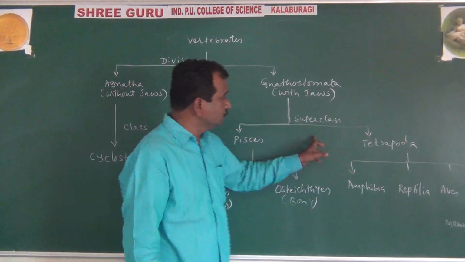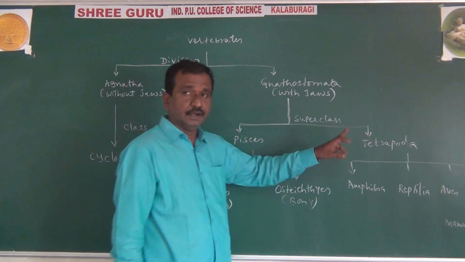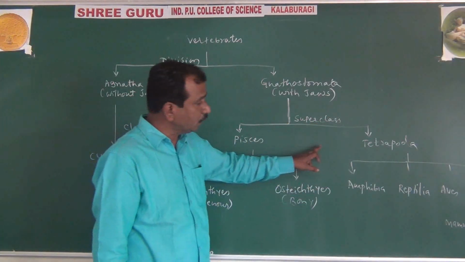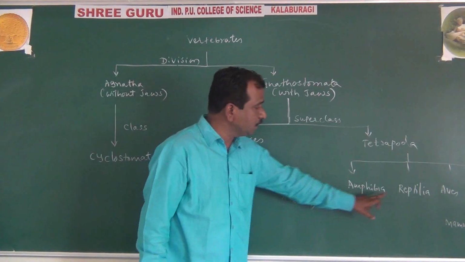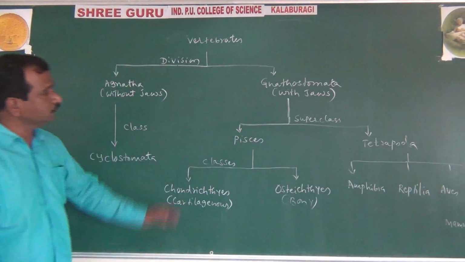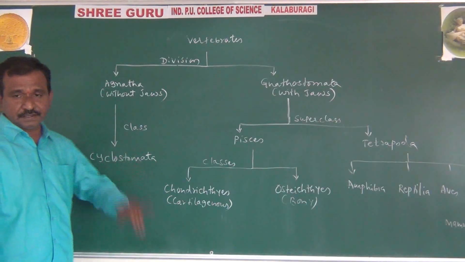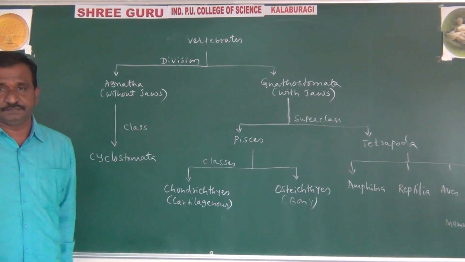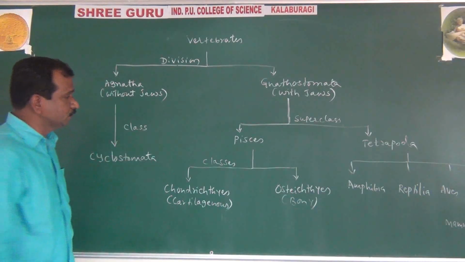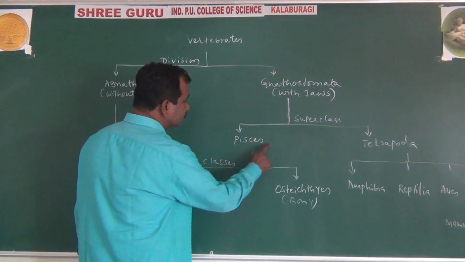Next is the other superclass, Tetrapoda. Tetrapoda means four-legged animals: Amphibia, Reptilia, Aves and Mammalia. These are the things we are going to study here. In the exam, chances are that a question may be asked on this part.